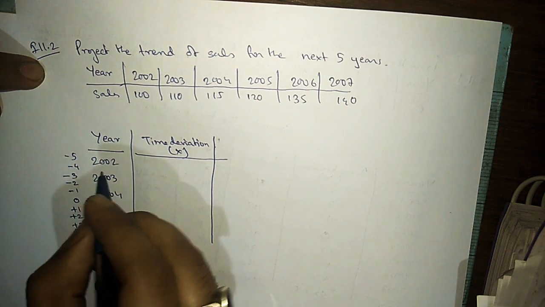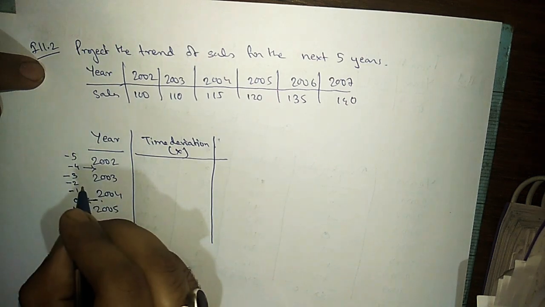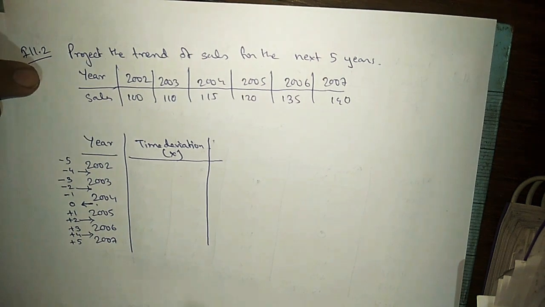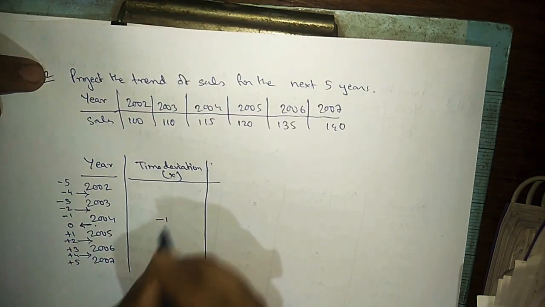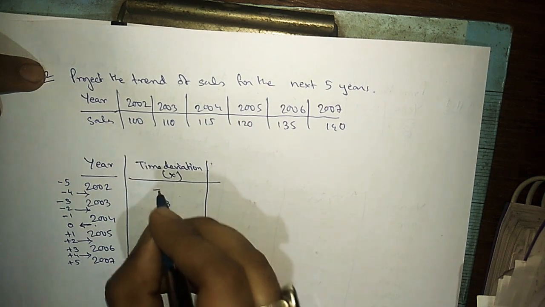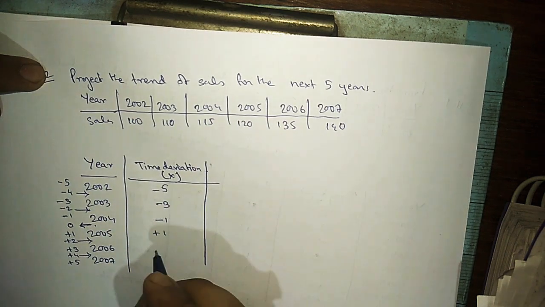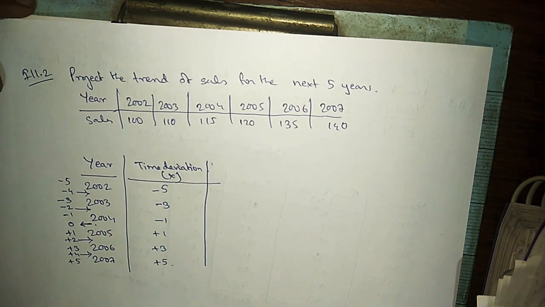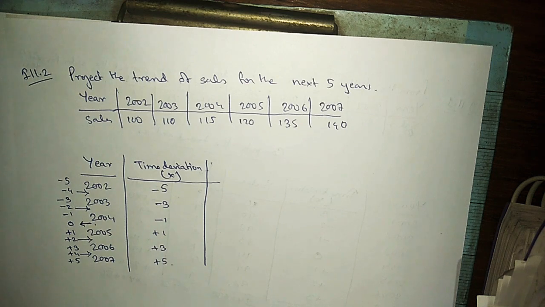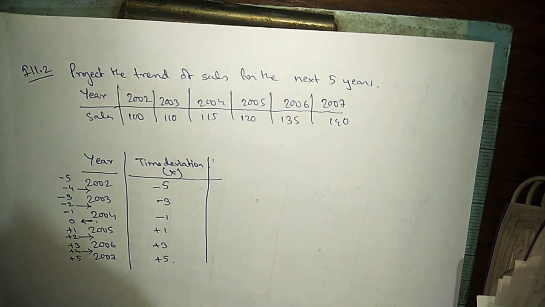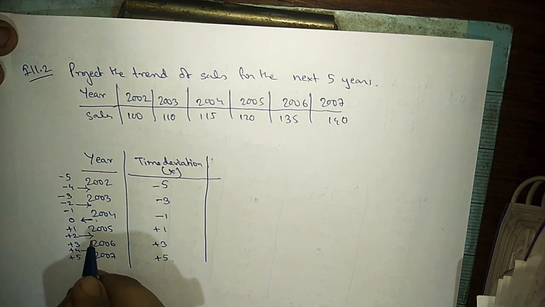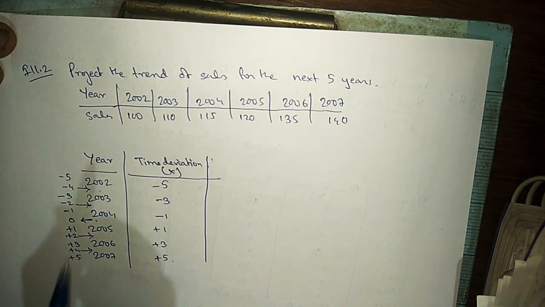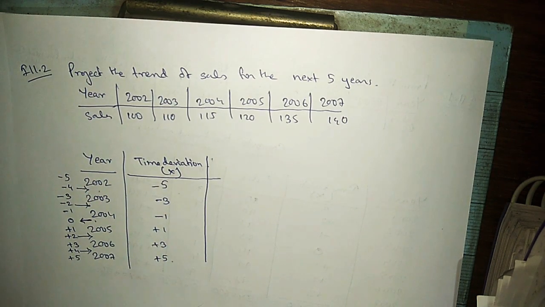Which means this is for the middle, this is for the middle, this is for the middle, and these two. So over here the time deviation would be -1, -3, -5, +1, +3, +5, and the rest of the things are completely the same. You can do it on your own. So let's go to the next sum. You have to put the time deviation in each of the half years. Means one deviation is for half of 1 year. Like this you can do it.